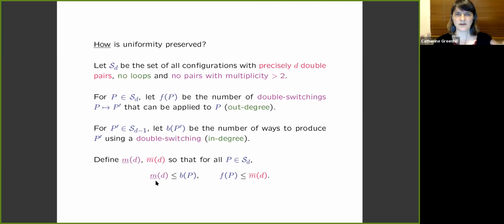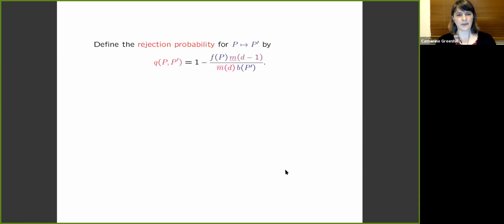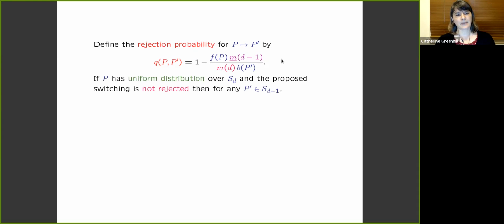These don't have to be tight, they just have to be convenient. So we have to find these expressions that just depend on D. And then you can define the rejection probability for a proposed switch from P to P prime exactly like this. It's 1 minus the product of the ratio of the out degree of P divided by its upper bound, times the inverse of the in degree of P prime divided by its lower bound. And if both of those ratios are close to 1, then this whole rejection probability is close to 0, which is what we really need it to be.